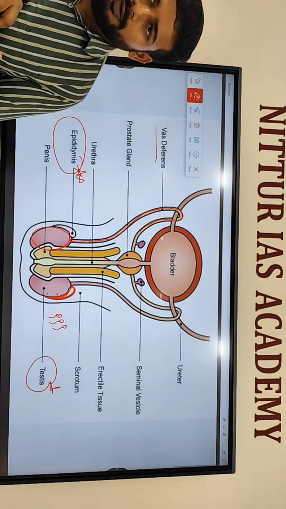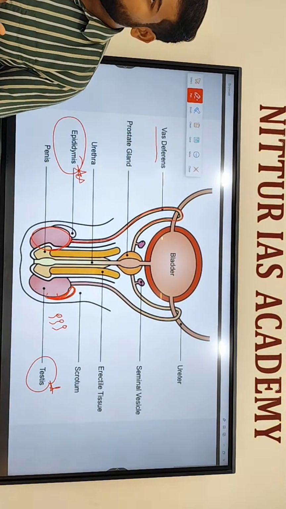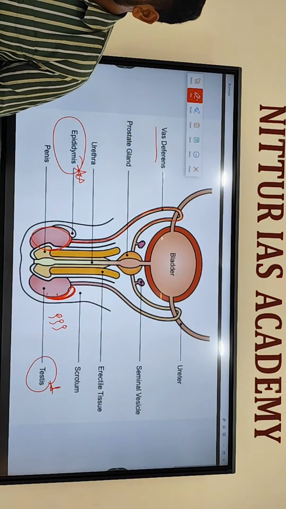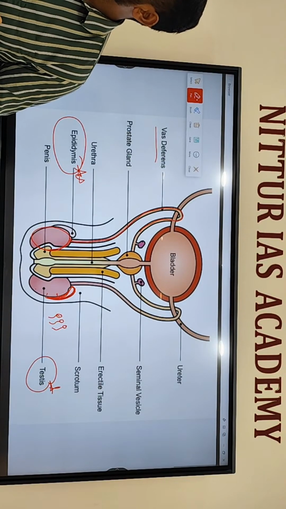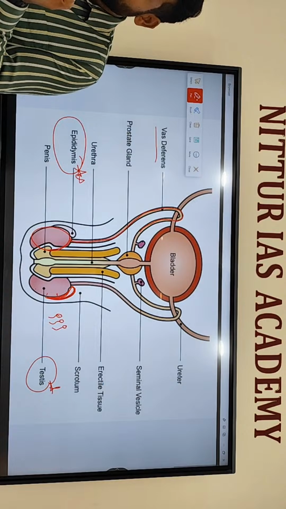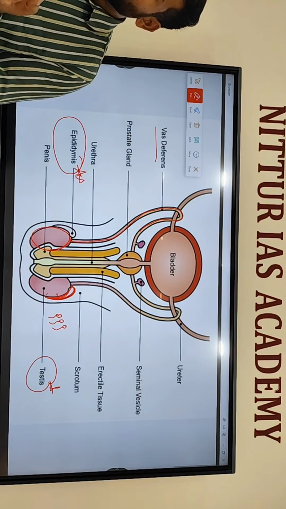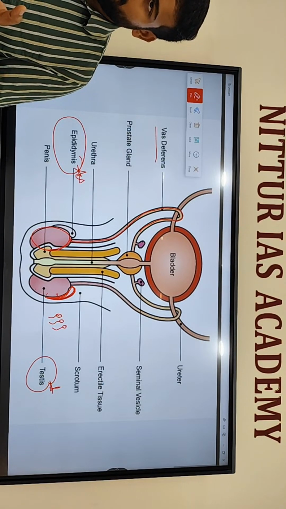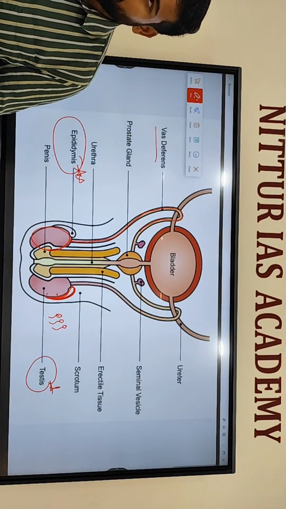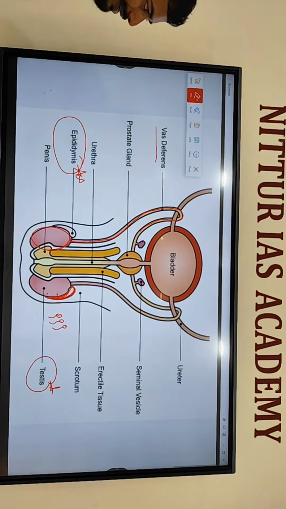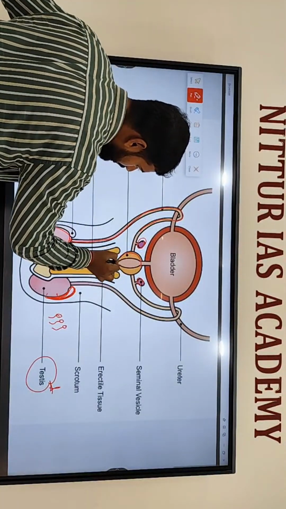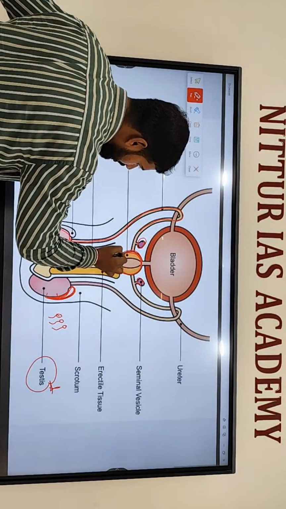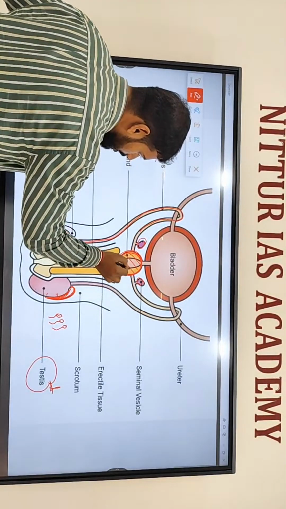For the sperm to survive and travel through the female reproductive organ and reach the egg, right? To reproduce, it should reach the egg. So a liquid medium is required. That is semen. Semen is secreted by the seminal vesicles and the prostate gland. Very important, the gland present here.